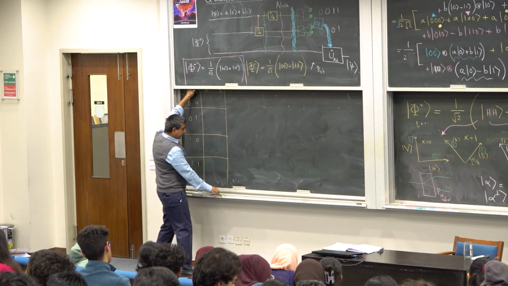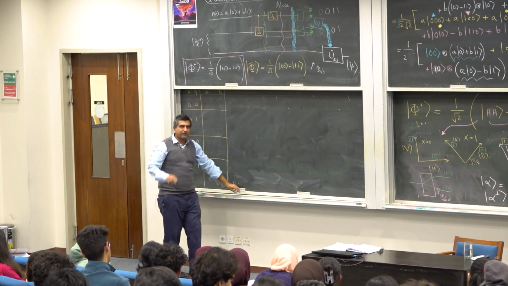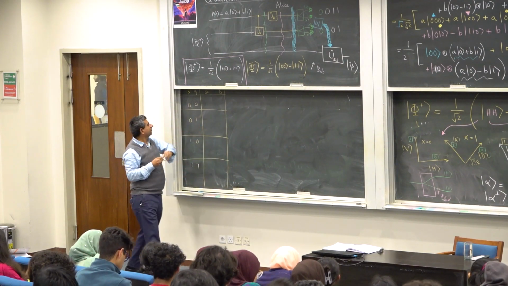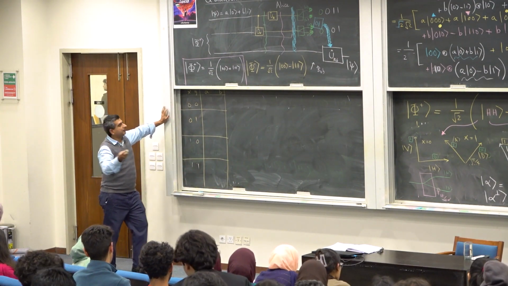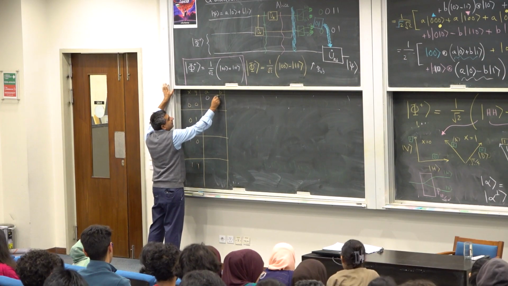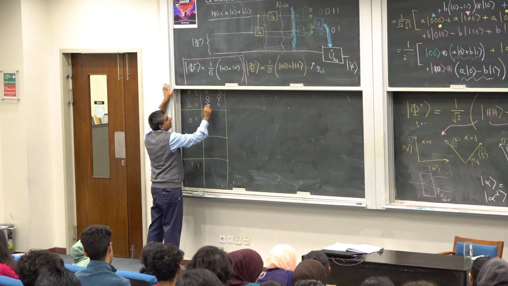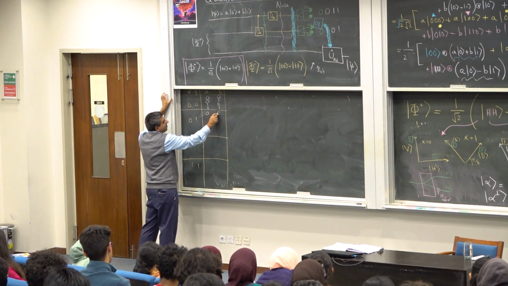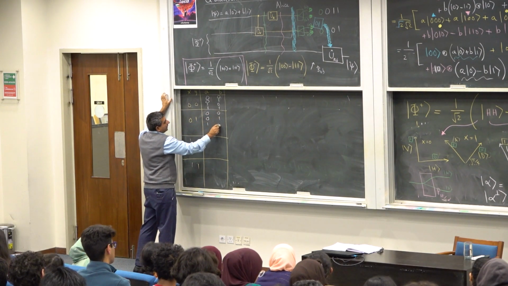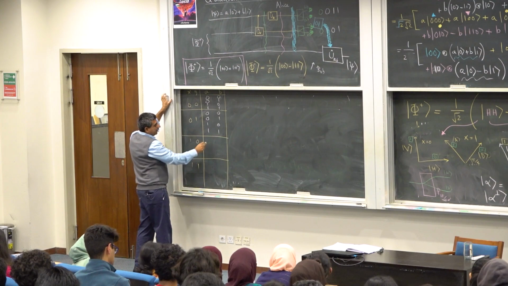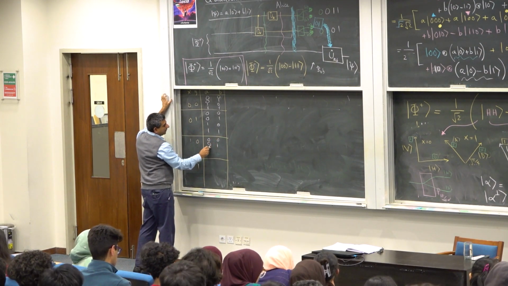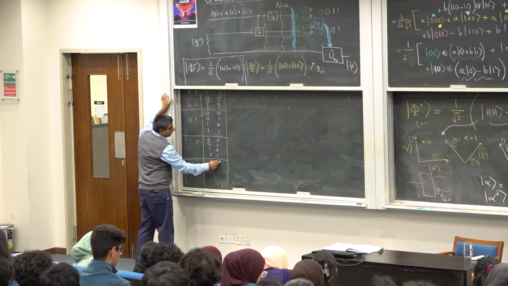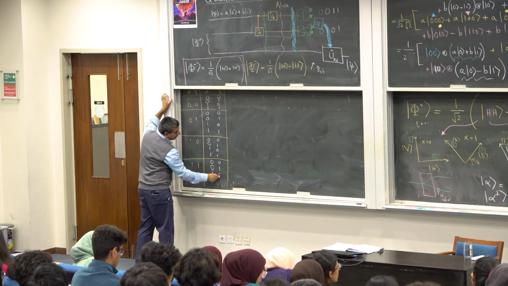Now what are the possible values of a and b for each of these 4 states? Could be 0, 0 here, 0, 1, 1, 0, 1, 1. The same for each of the other rows.